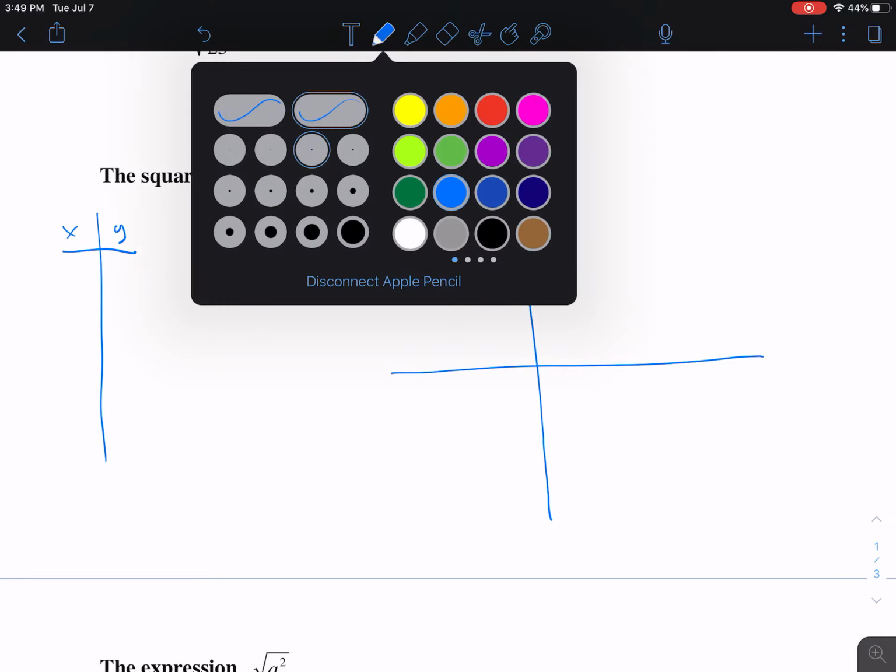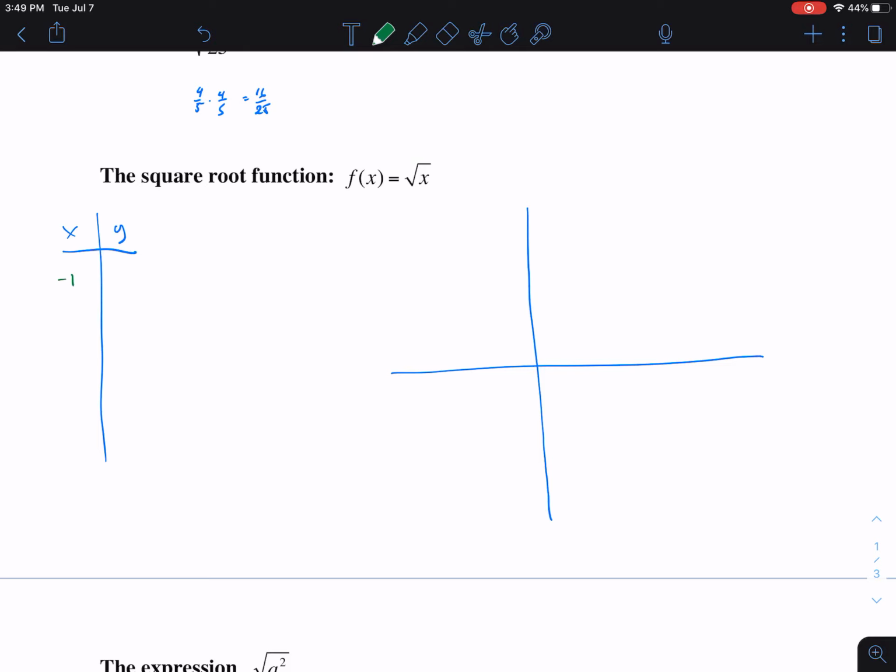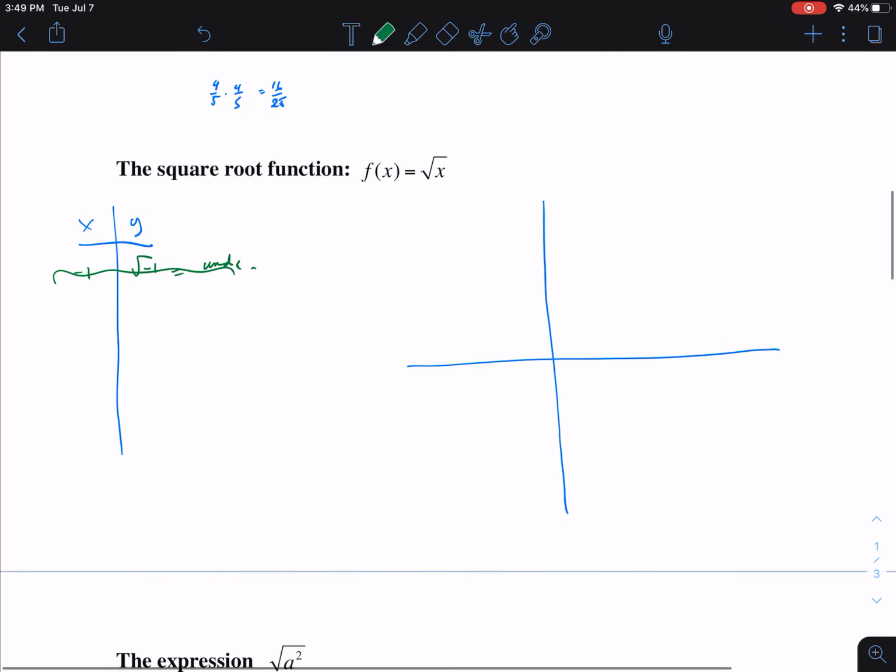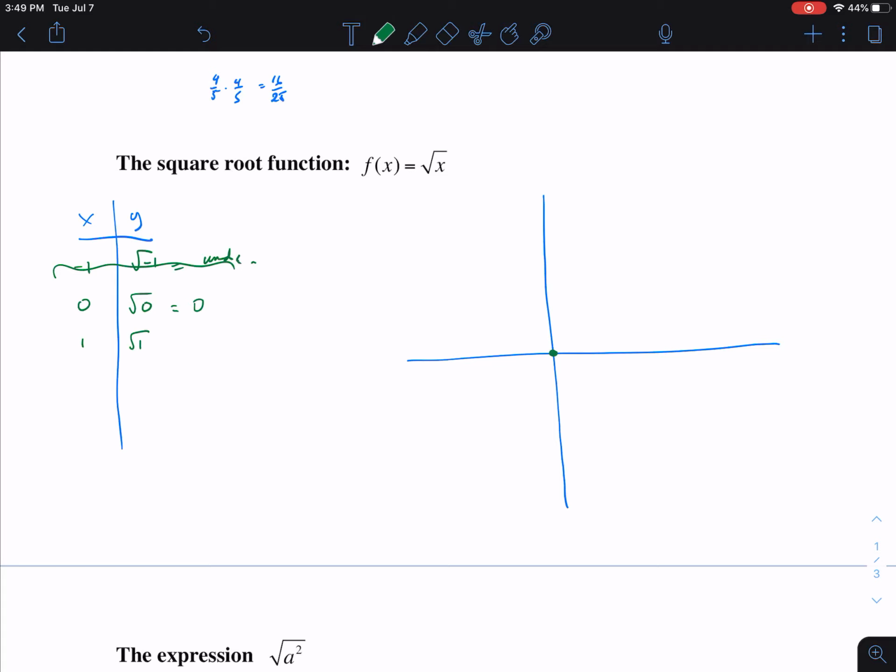All right. So let's start with negative 1. Well, can we take the square root of negative 1? The answer is undefined, not at the moment. So that's no. How about 0? Can we take the square root of 0? What squares to get 0? Well, that's going to be 0 itself. So there's our first point. We can go to 1. The square root of 1 is going to give us 1. So 1 comma 1, right?